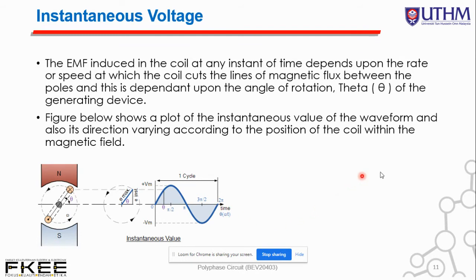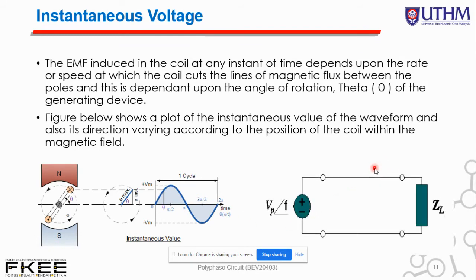All right, and then we can also represent all this in an electrical circuit. So we can have simply a Vp with the frequency as the voltage source. So we have the line over here as well as the impedance or the load.